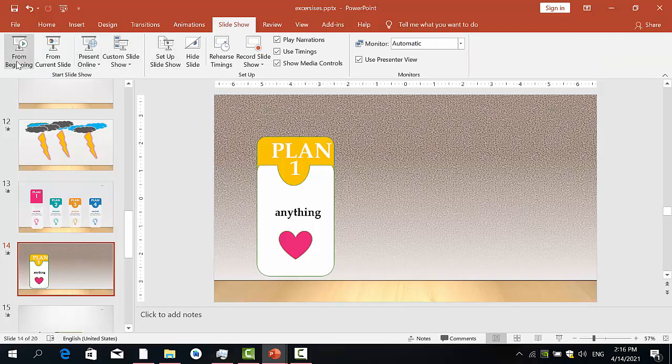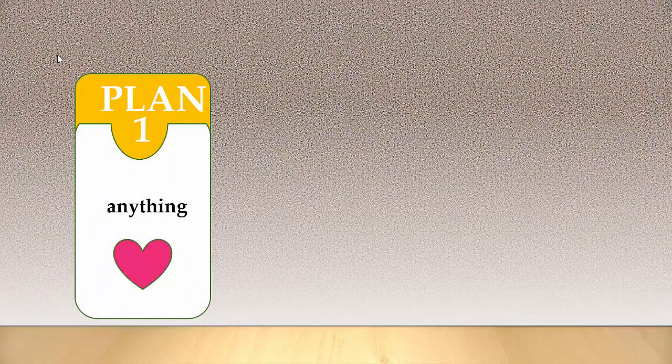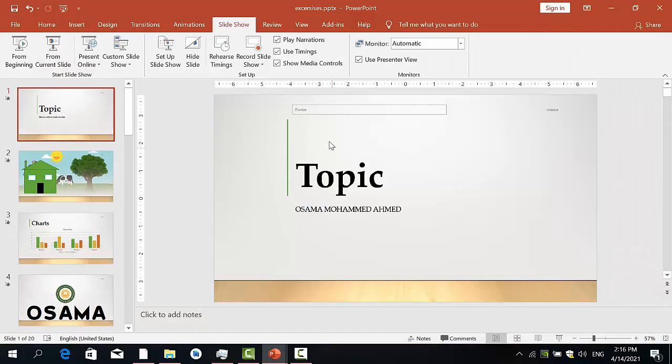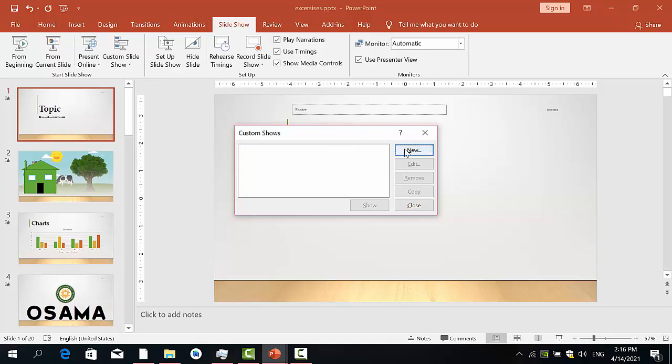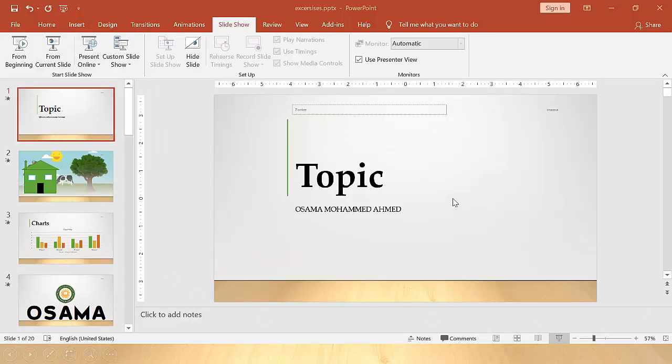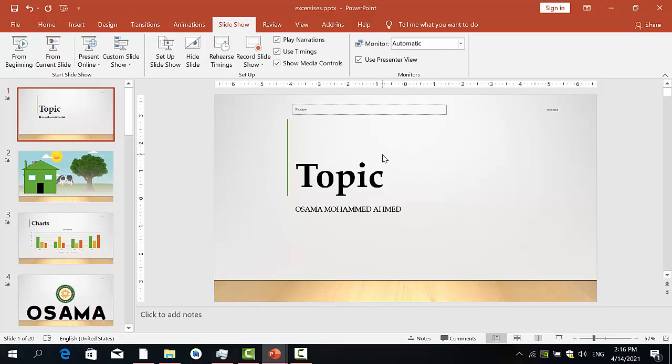Slideshow: here you can start a slideshow from the beginning, or from the current slide, or start from the beginning, so the first slide here. Or you can use Custom Slide Show, for example to choose which slide I need to start from. So it's nothing very important. Of course, in order to start your presentation, you should go here to Slideshow, or you can press F5 on the keyboard to start from the beginning, from the first slide.